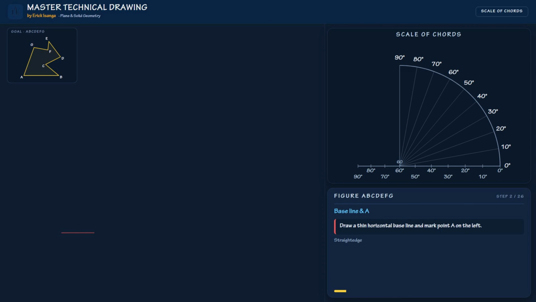First, draw the baseline, and mark point A on the left. This line is our reference for the whole construction. From A, step off the base AB to its given length of 67 mm, and mark point B.